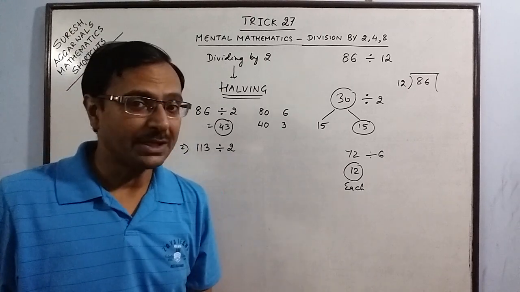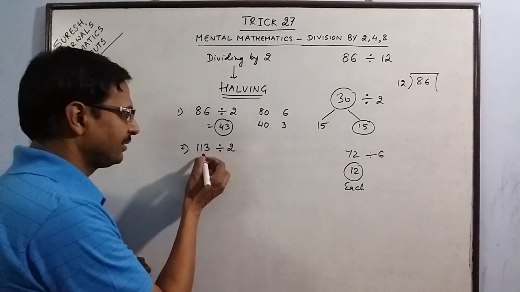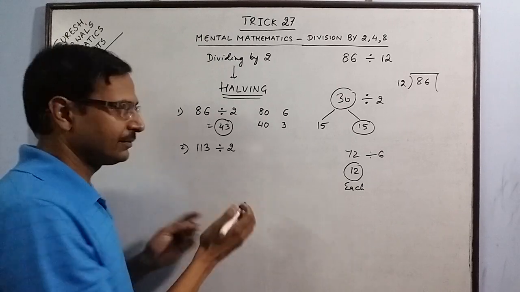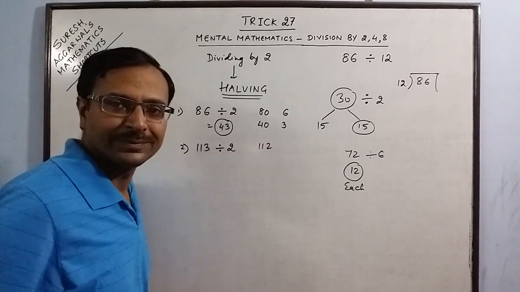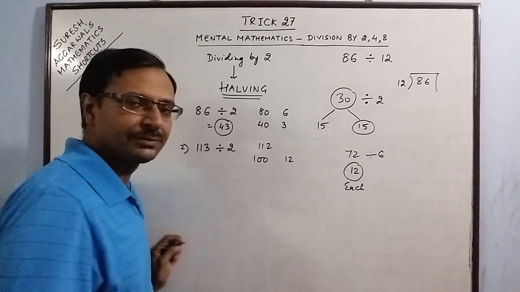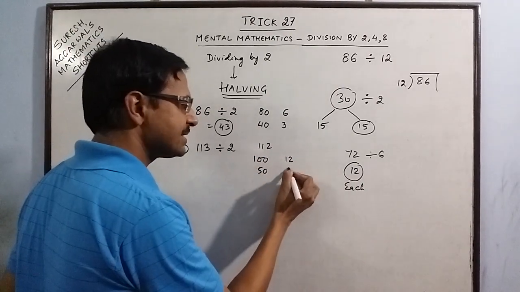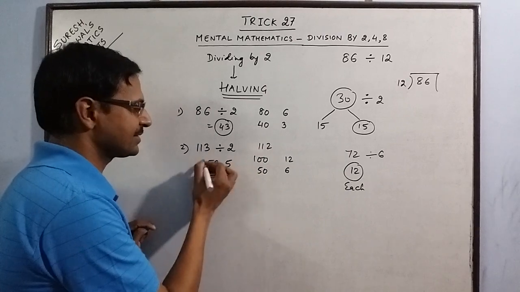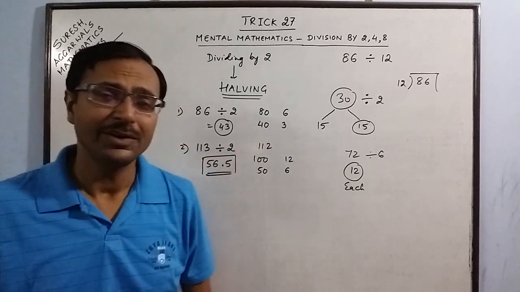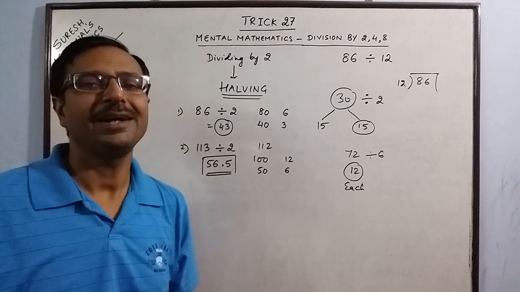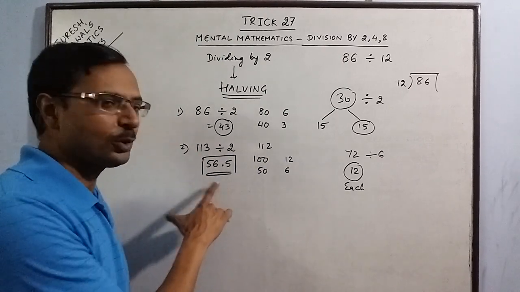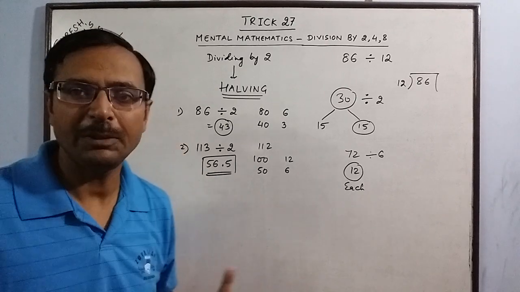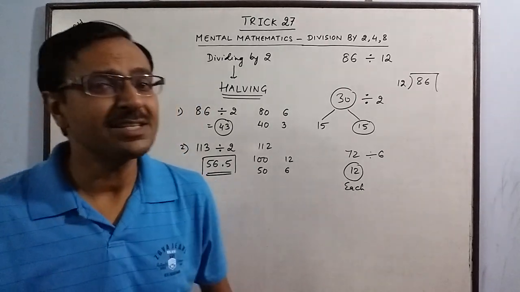So now what you tell the students is, just forget 1 from this number. So reduce this number by 1, we get 112. Call it 100 and 12, half the number 50 and 6, which gives us 56, and just put 0.5 in front of this. So you get the answer as 56.5. Why? Because we forgot 1 and half of 1 is 0.5, so we have to put 0.5 in front of that number. So we get 56.5 as the quotient when we divide 113 by 2. Now see, things become so easy.